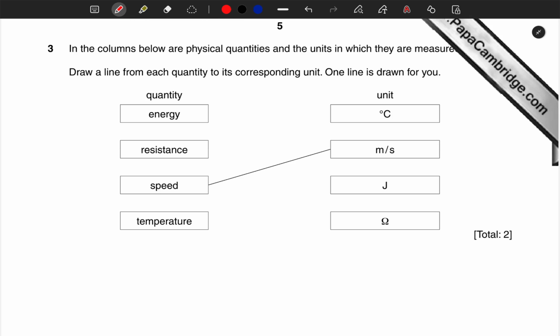Done. Question 3. In the columns below are physical quantities and the units in which they are measured. Draw a line from each quantity to its corresponding unit. One line is drawn for you. So speed, the units are meters per second. What about energy? Energy, we use joules, so a straight line like that. What about resistance? Resistance, we use an ohm. What else? Temperature, we use Celsius. In case there's no Kelvins, we use Celsius. Yeah, we are done.